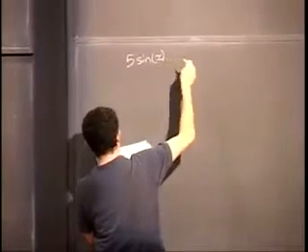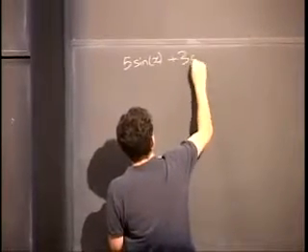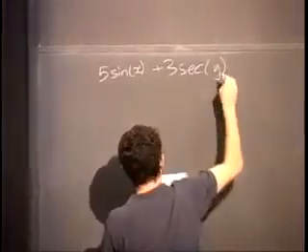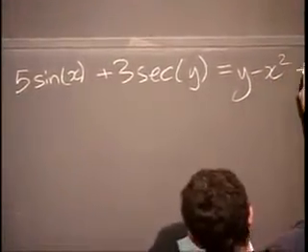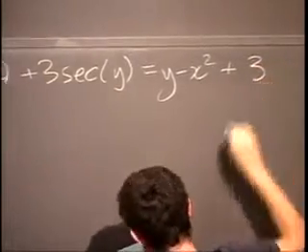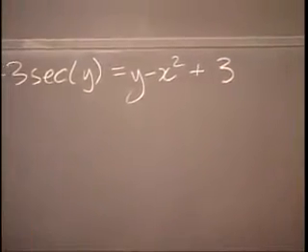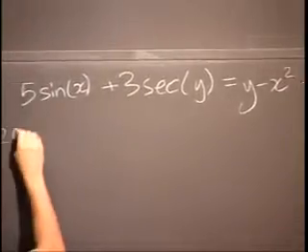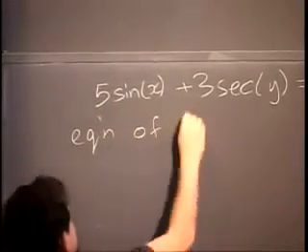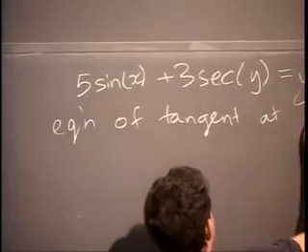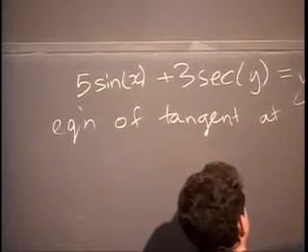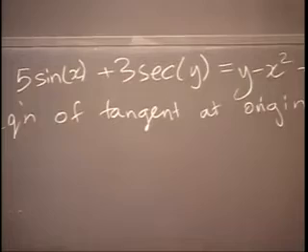Okay, consider this curve: 5 sine x plus 3 secant y equals y minus x squared plus 3. So the question is, what is the equation of the tangent at the origin? What is the equation of that?